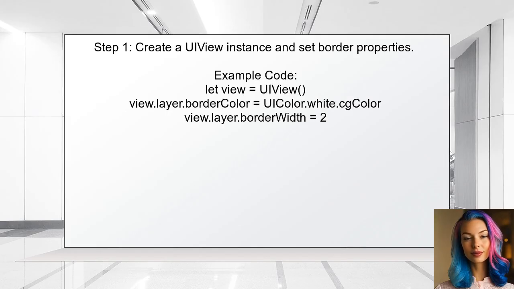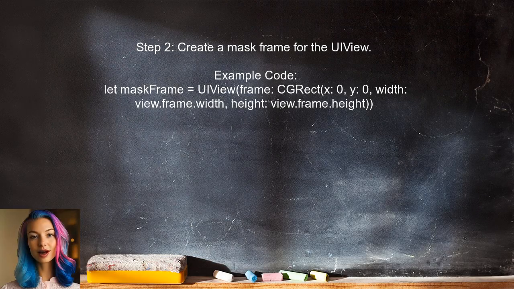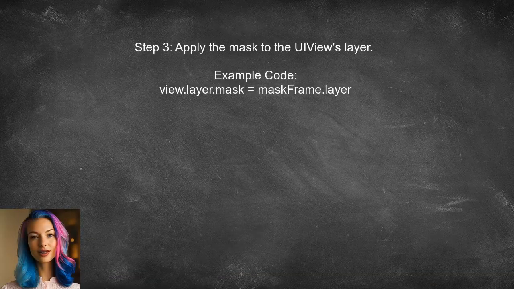and setting its border color and width. This will help visualize the corners clearly. Next, the user needs to create a mask frame. This mask will define the area of the UI view that will be visible. The mask should be the same size as the UI view. Now, the user should apply the mask to the UI view's layer. This will ensure that only the corners are displayed while the rest of the view is hidden.